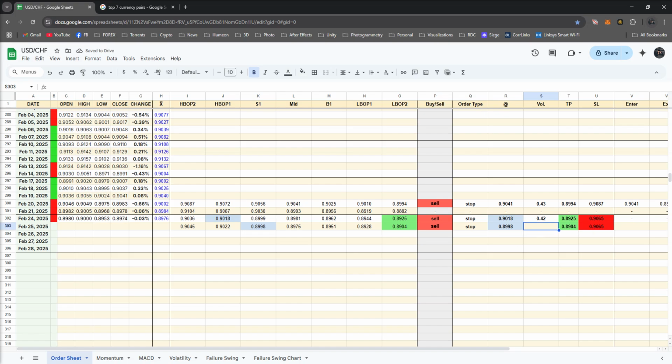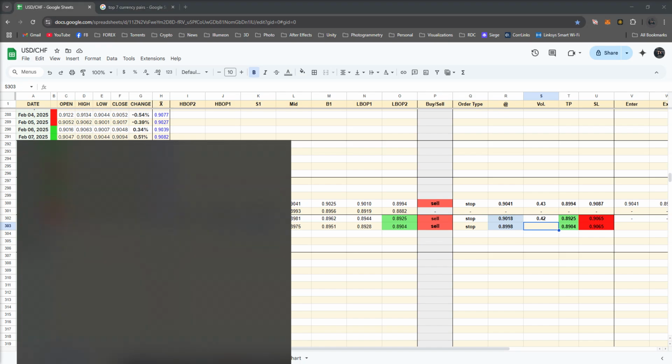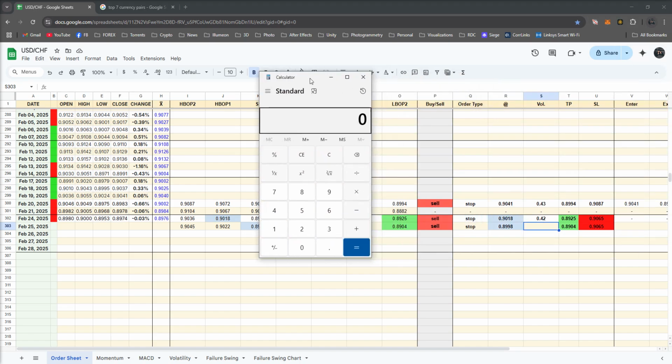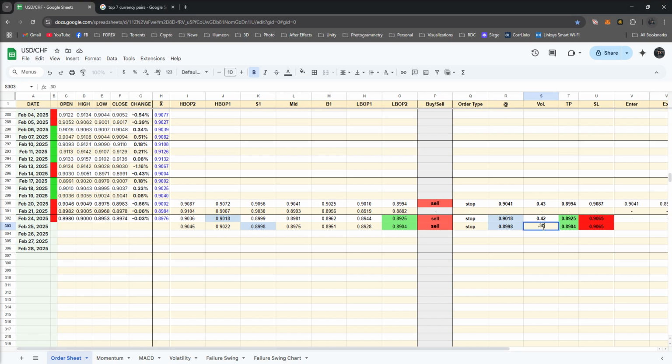All right, now I need to calculate my volume. How much do I want to risk? Where's my calculator? All right. So I'm doing a sell. I want to enter here. This is what I'm willing to risk, the price going up to here. So I'm going to take the larger number, 0.9065, and subtract my entry, 0.8998. That's 67 cents, or pips is what you want to call it. So I want to risk $200. I want to divide that by 67. It's 2.9. I'm going to round that to 3. So I'm going to buy a volume of 0.3 lots.